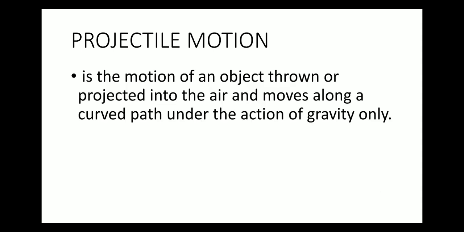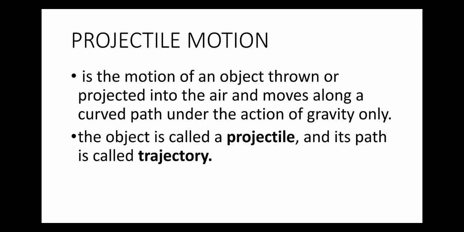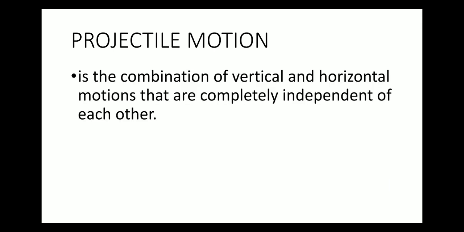Okay, now let's proceed with the projectile motion. So, why do we have a review about horizontal and vertical motion? Because projectile motion, let's define first, is the motion of an object thrown or projected into the air and moves along a curved path under the action of gravity only. So the object is called a projectile. Suppose it is a ball or a rock and so on. It is called a projectile, and its path is called trajectory. So projectile motion is the combination of vertical and horizontal motions that are completely independent of each other.